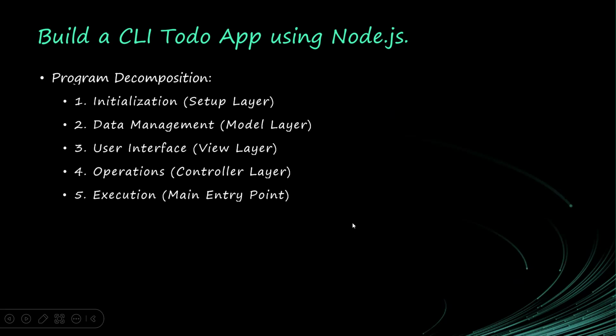Then we have the execution point, the main entry where we run the code so that our code will run. So these are the things we'll be looking at. This is how we have decomposed the whole program. We have divided it into small chunks that can help us build the application.